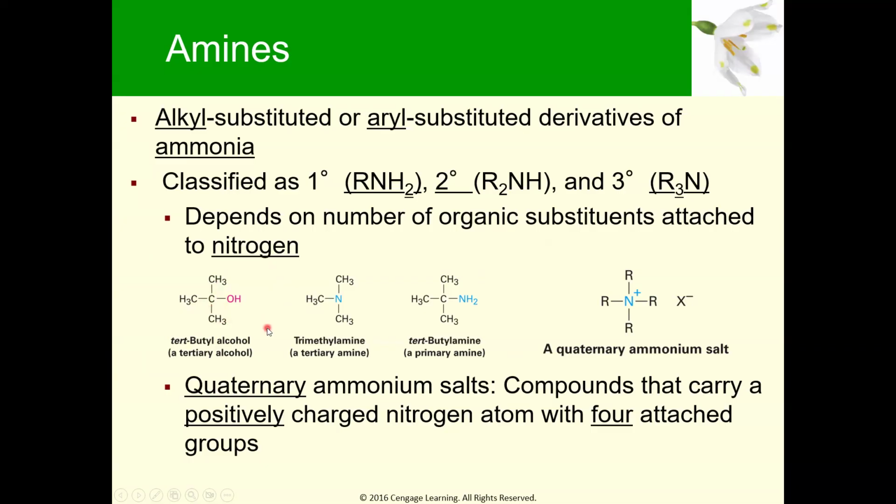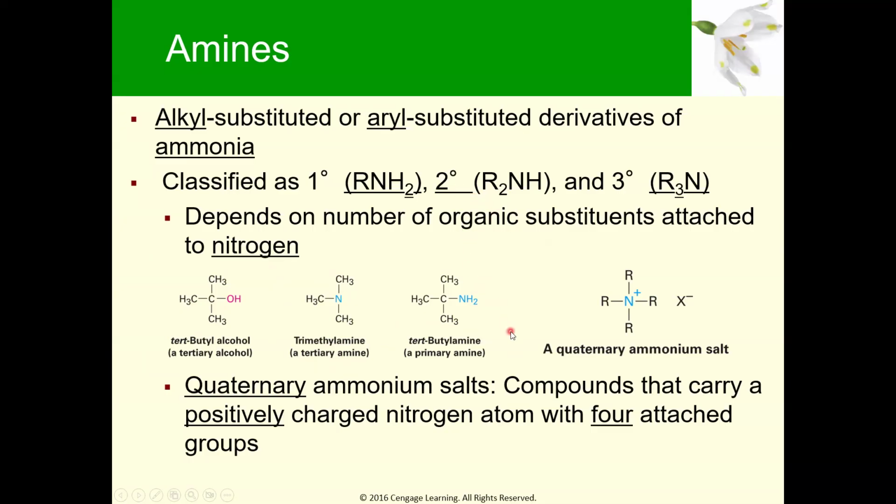Well, with amines, it's not the same. It's just how many carbon groups are attached to the nitrogen, how many hydrogens have been substituted on that nitrogen. So if there's 3, that's a tertiary amine. If there's 2, that's a secondary amine. If there's only 1, that's a primary amine.